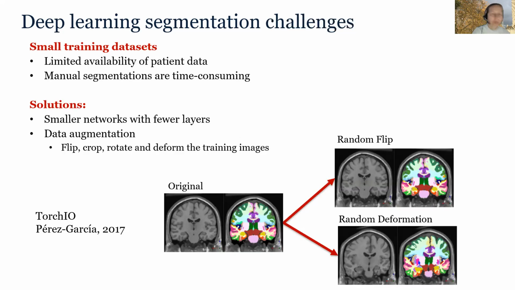Now, let's talk about challenges of deep learning segmentation, because this is something very important to understand if you want to do practical work in deep learning segmentation. So in medical image computing, the biggest problem for deep learning is that our training data sets are small. Availability of patient data is always limited. And on top of that, manual segmentations are time consuming and they are very difficult to come by.